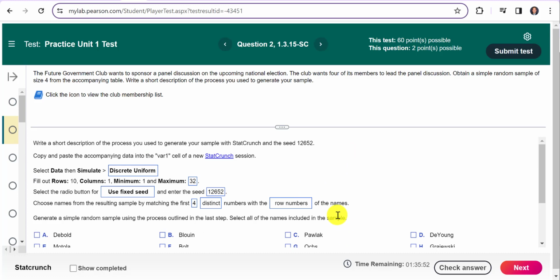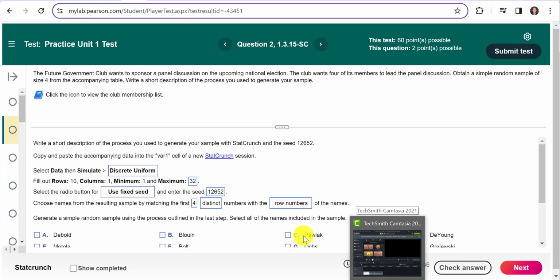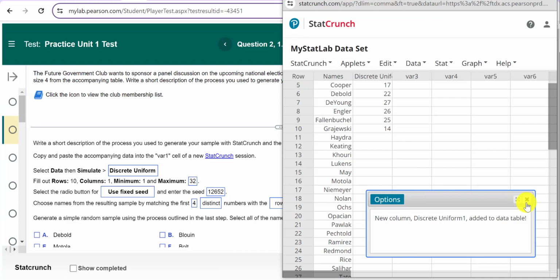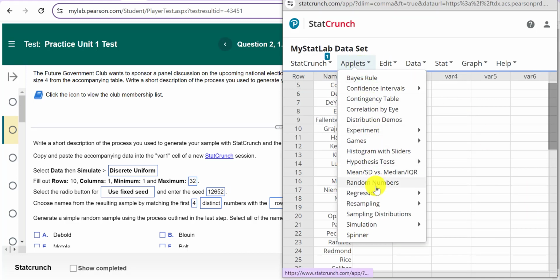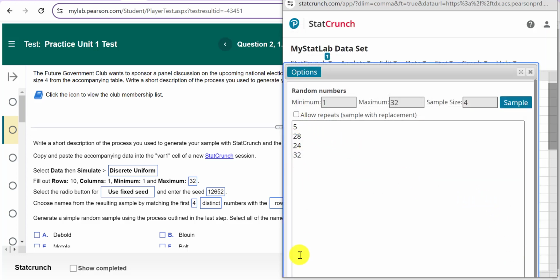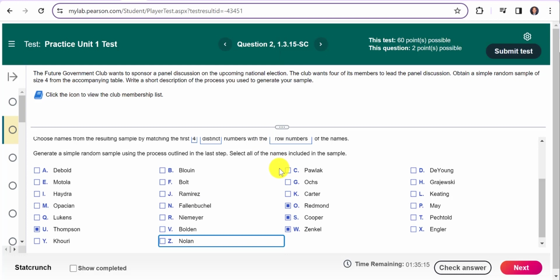Another way you can do this that I think is actually way better is just to use the applet to select random numbers and use the same seed, and you'll get the same answer. So I'll just do that really quick to show this. I would rather go applets, random numbers. I just want 0 to 32. I want 4 of them, and I use the same fixed seed, 52, and hit compute. And there you go, we get the same 4 numbers. So the other one, you have to be careful if there's repeats and all that stuff. This would just do it, but again, it's the same 4. So that's how you do that one.